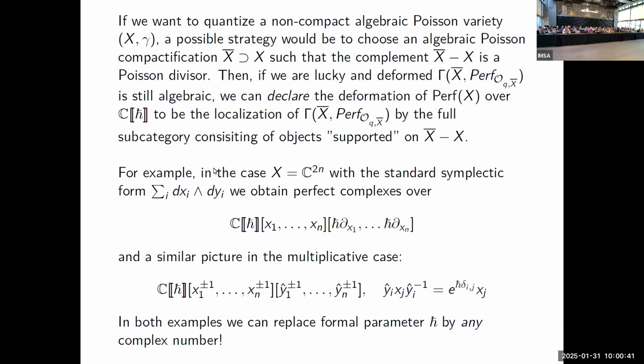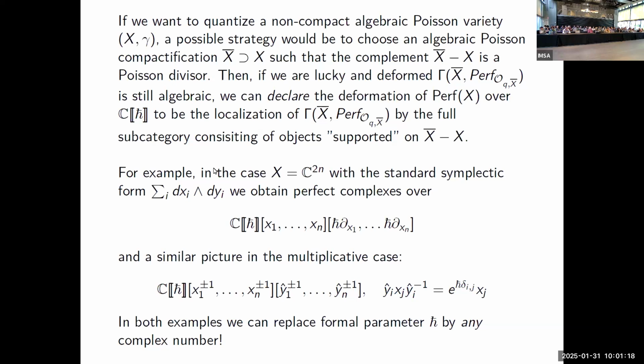There are many quantizations, but whatever you do, you get the category of perfect complexes of the algebra of hbar differential operators, with finite linear combinations of x and hbar derivatives with coefficients in formal series in hbar. And the category of perfect complexes is very nice. It's again an algebra of finite type.